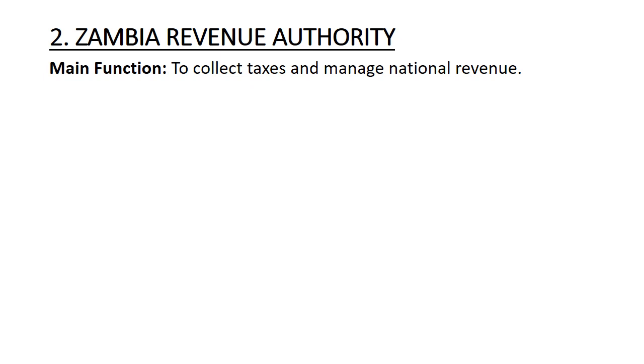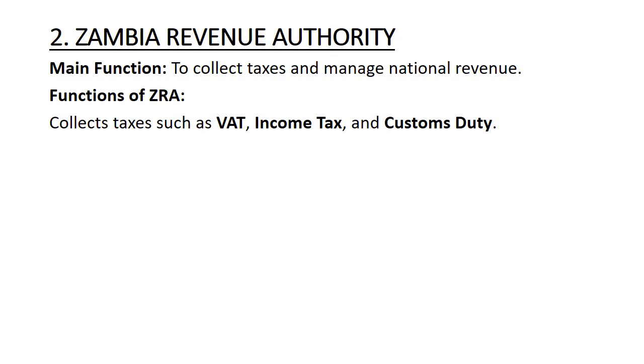Now, there are other smaller functions of ZRA, which include, as we have mentioned, collecting taxes such as VAT, which is value added tax, income tax, which is the tax that you pay when you get an income, and customs duty, which we discussed before.